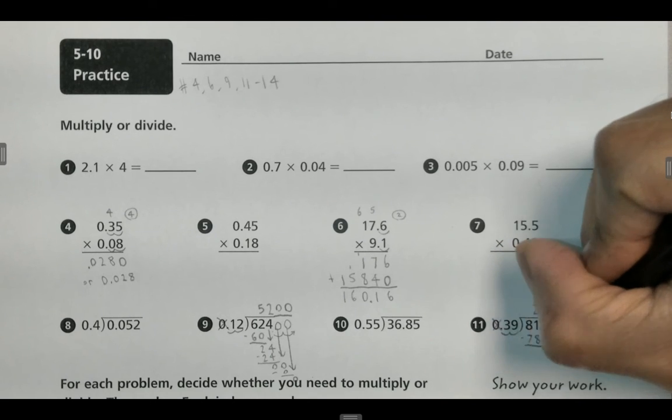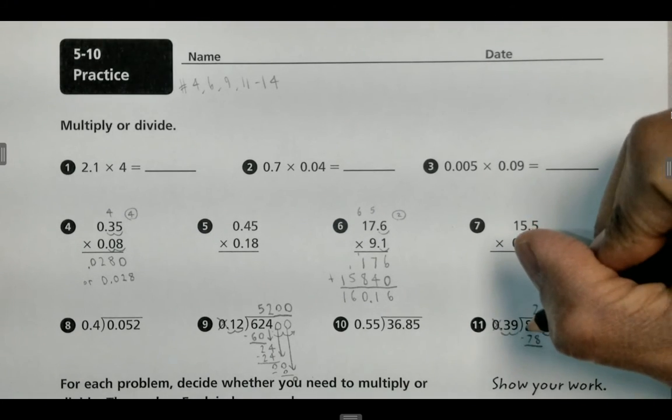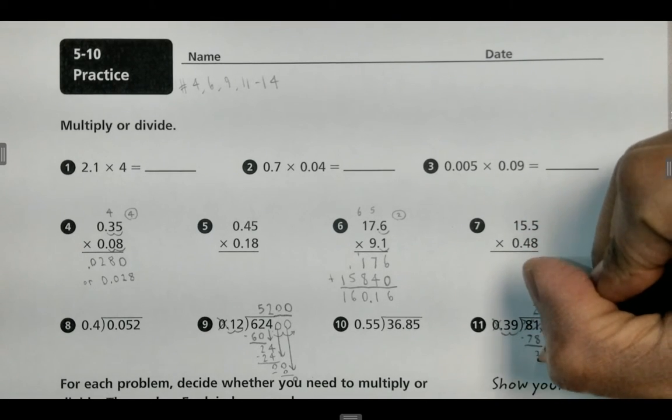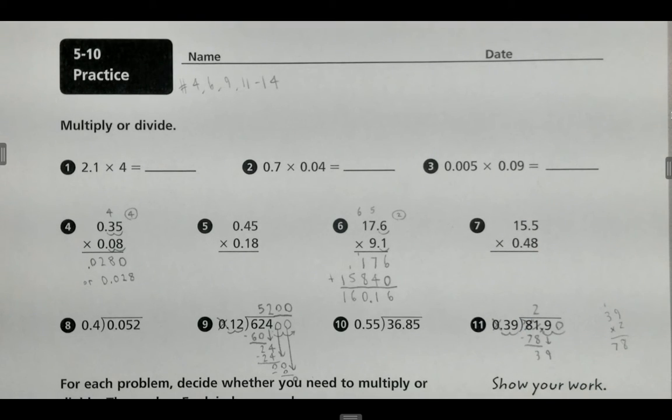We did our multiplication, got 78. Now let's subtract. 1 minus 8. The 1's going to need to borrow. 8 becomes 7. 1 becomes 11. 11 minus 8 is 3. Bring down. The new number that's formed is 39. 39 goes into itself once.